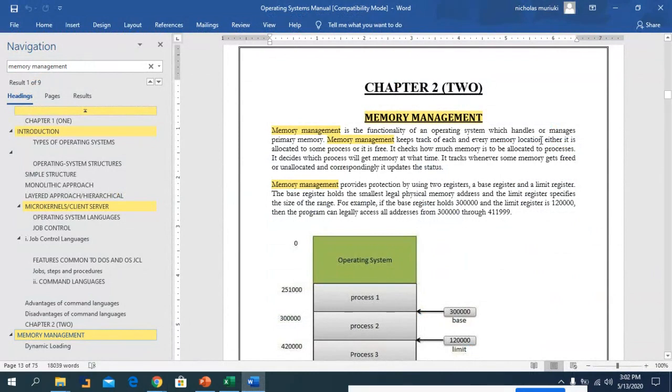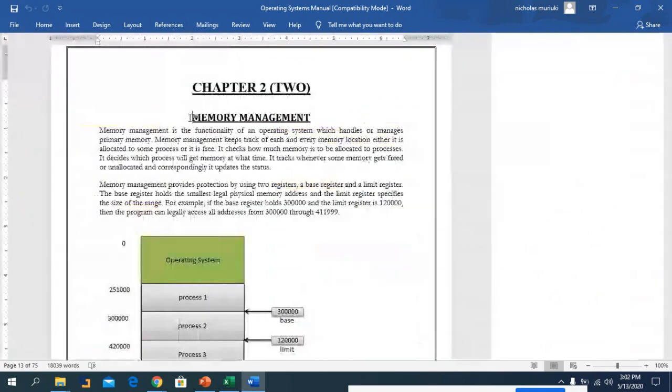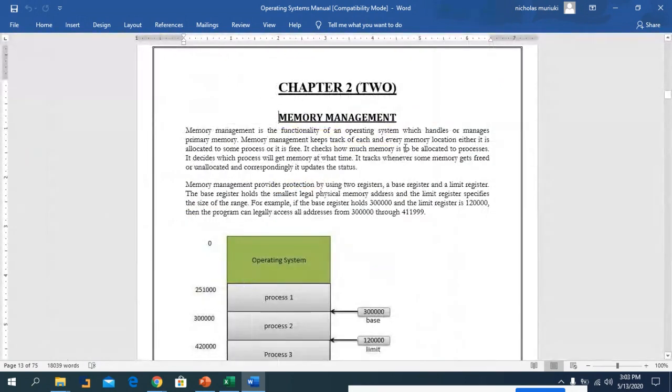And if you look at the notes that I have shared, we are saying memory management is a functionality of an operating system which handles or manages primary memory. Now, when you talk about primary memory, what are we talking about? In most cases, we are talking about a RAM. Mostly, we are talking about a ROM as a memory.